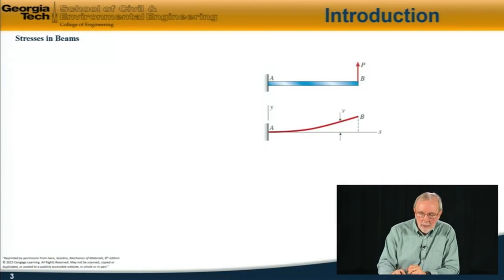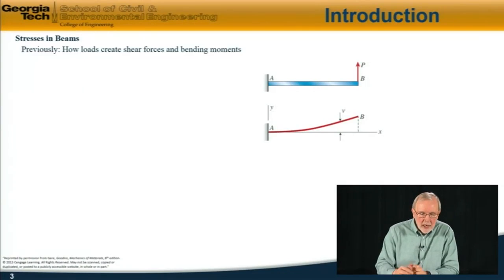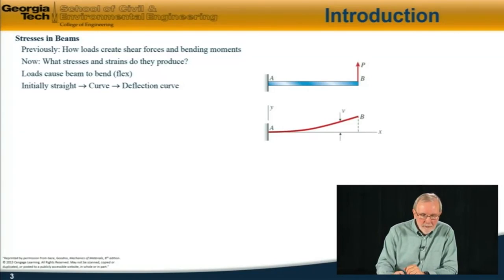So ultimately we want to find stresses, and let's suppose that we have a simple cantilever beam with an applied concentrated load P as shown. Then the beam bends into a new shape as shown. So previously we've looked at how loads create shear forces and bending moments in beams, but now we want to look at what stresses and strains these shear forces and bending moments produce. In other words, how do loads cause beams to bend or flex?